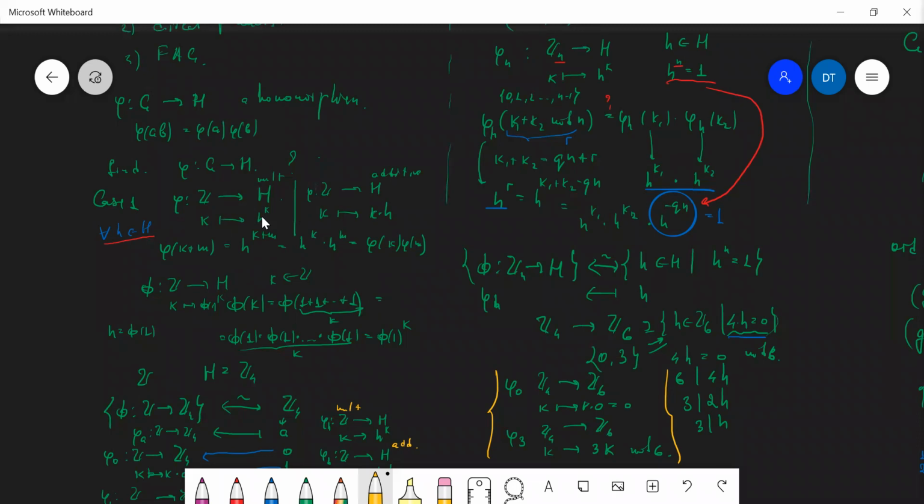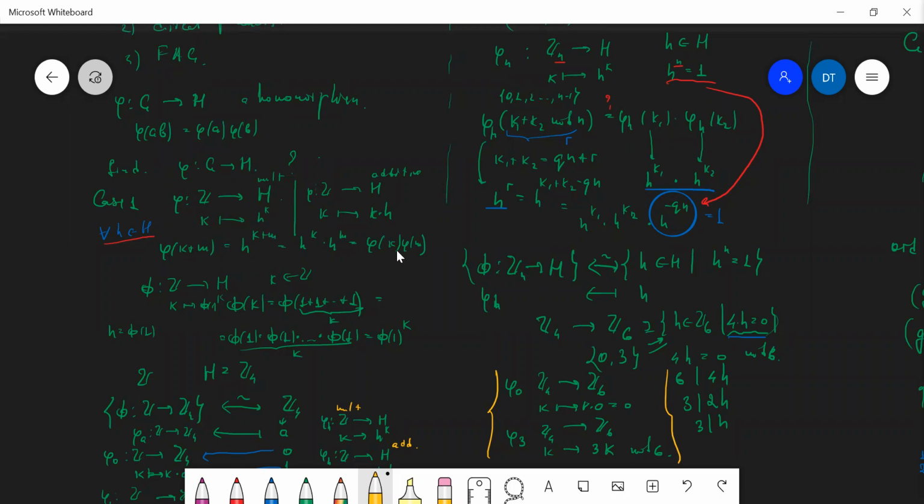First of all, a construction. When you want to produce a homomorphism, you need to start from some data. As this data, I suggest using an element h. Just take an arbitrary element from the group H. Then using this element h, I can produce a homomorphism given by this formula: k goes to h to the k.